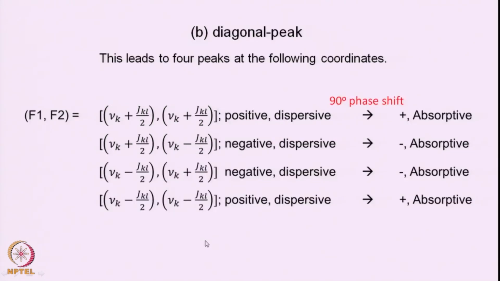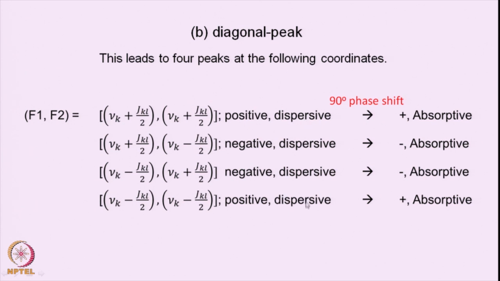So therefore I get here in the diagonal peak the 4 peaks at the following coordinates as indicated here: nu k plus J kl by 2, nu k plus J kl by 2; nu k plus J kl by 2, nu k minus J kl by 2; nu k minus J kl by 2, nu k plus J kl by 2; nu k minus J kl by 2, nu k minus J kl by 2, and all of them have these kinds of signs. This is positive, negative, negative, positive, and this also has dispersive line shapes as they are sine terms, but now therefore I can do a phase shift. So that is the important difference.